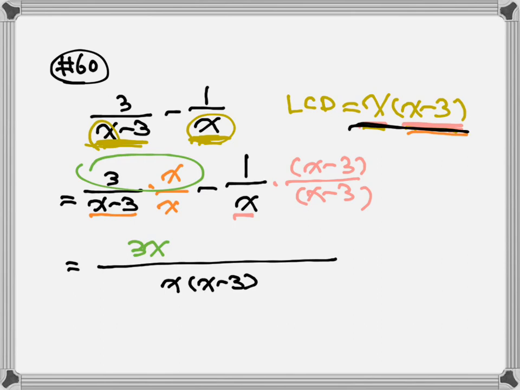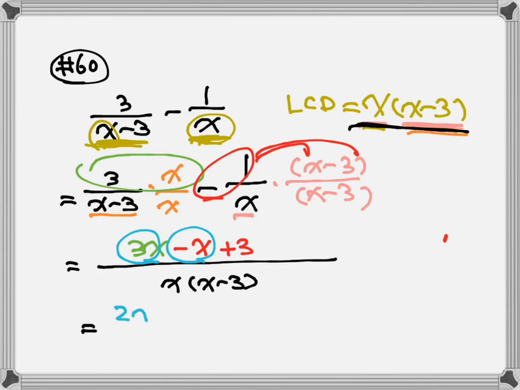Over here, since we have a negative, that's a negative 1. So we're going to take the negative 1 and multiply it into the parenthesis, that becomes negative x plus 3. After that, let's combine the like terms, x with x. So here, I have 3x minus x, which is 2x, keep the plus 3, over x times x minus 3. Then that's it. That's my answer.